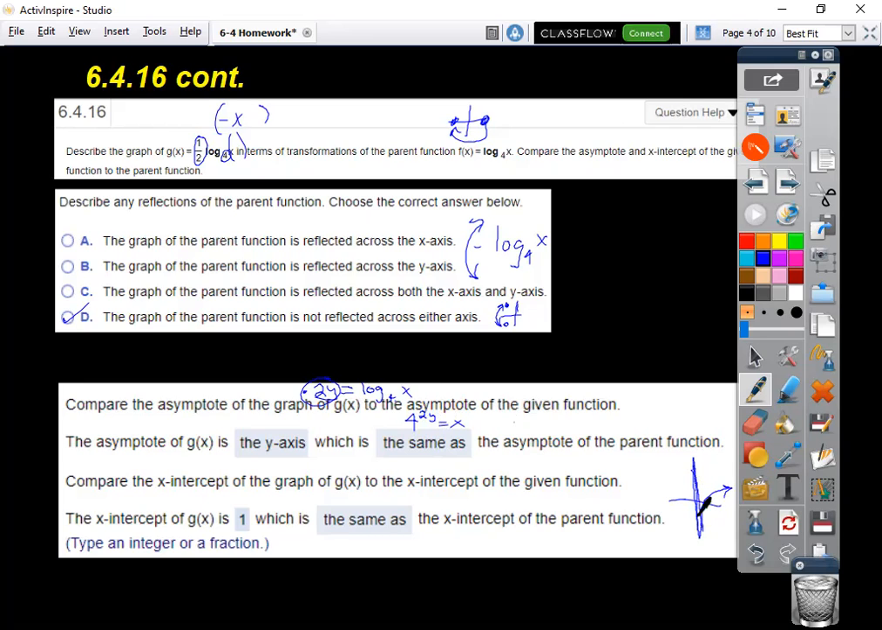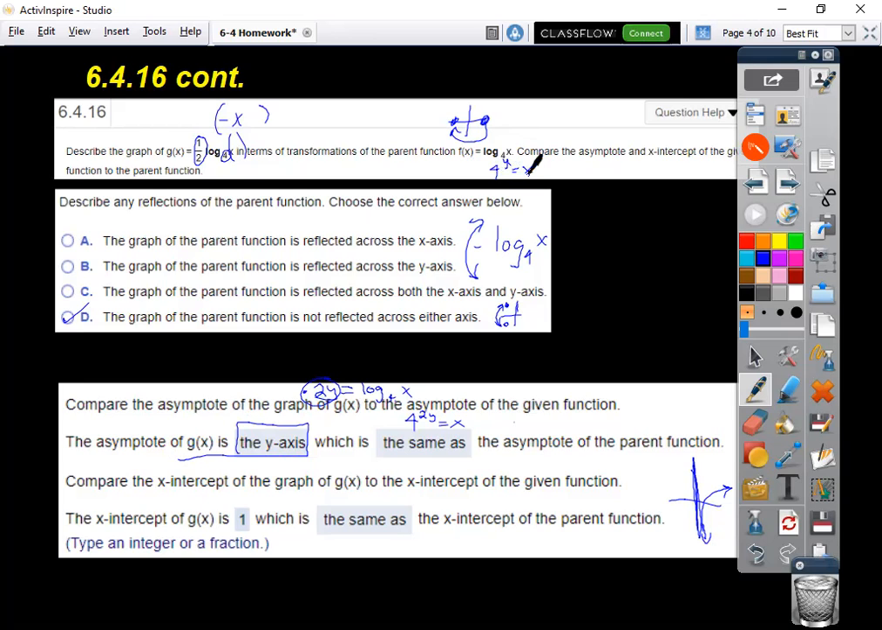So my y-axis right here going down is going to be a vertical asymptote. That's why the asymptote is the y-axis, which is the same as the asymptote of the parent function. Okay, so compare the asymptote. The parent is just 4 to the y equals x. So as y gets to be a smaller and smaller decimal, or negative, my y goes negative down here, then that's going to be a tinier and tinier x.